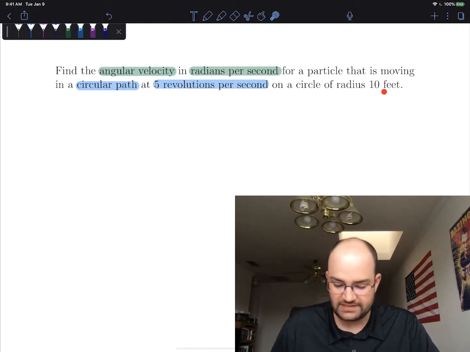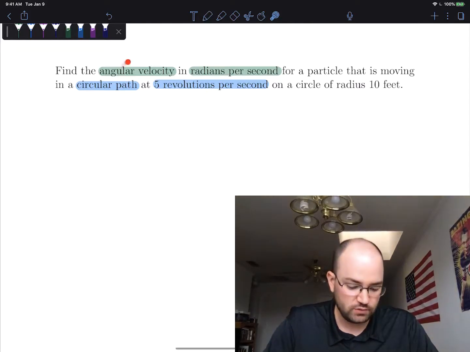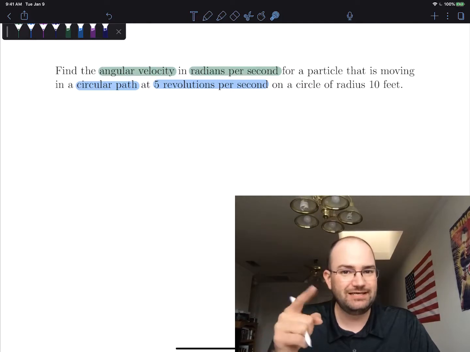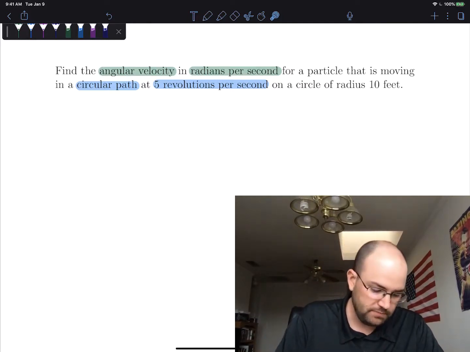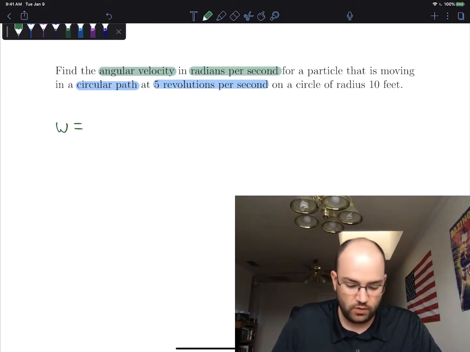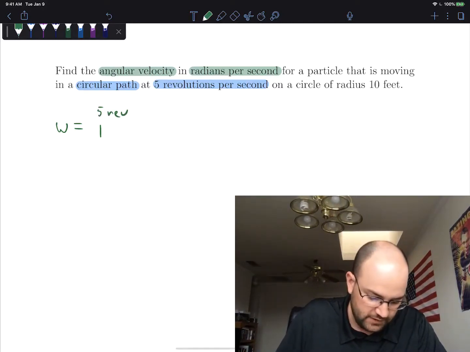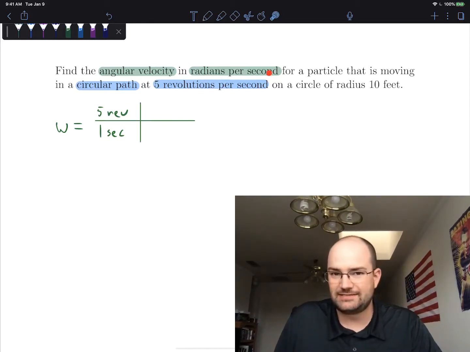Notice that the circle of radius 10 feet means nothing to us because we're looking at angular velocity. Now, if we were looking at linear velocity, yes, that would matter. But because we have angular velocity, we don't care. So the angular velocity, we actually know already is 5 revolutions per second, RPS if you will. So 5 revolutions for every 1 second. Now, notice that the seconds can stay seconds, but the revolutions need to become radians.